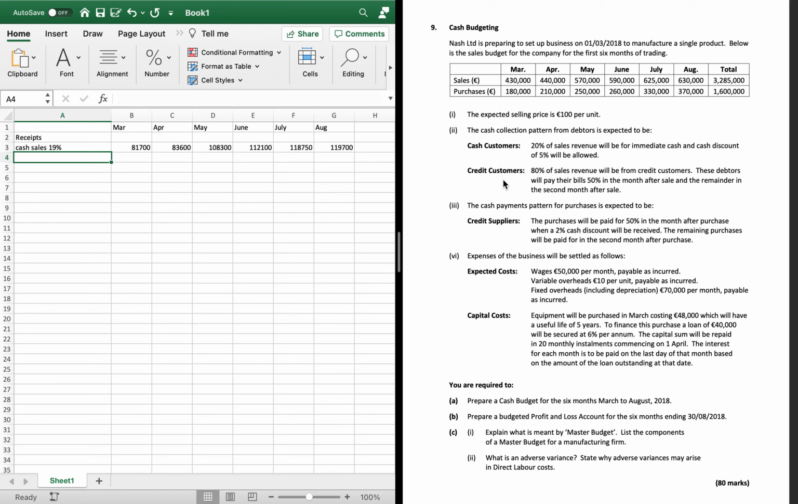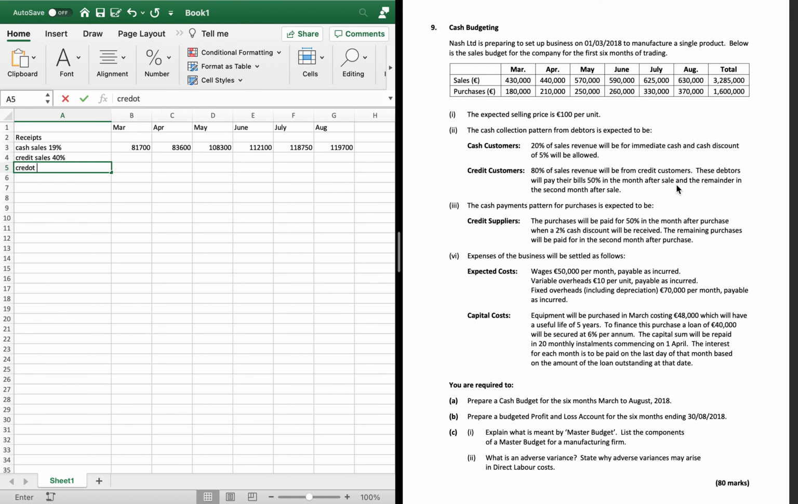I can move on to my credit customers then. So credit sales. So we'll have a read of it. Credit sales, 80% will be from credit customers, and these debtors will pay their bills 50% of the month after sale. So 50% of 80% is 40%. Now sometimes there's a cash discount at play there, but there's not in this question. So it's just 40%, and the remainder in the second month after sale.